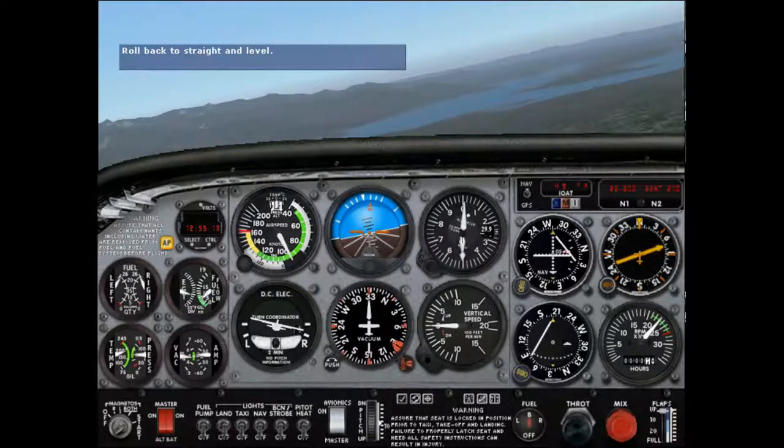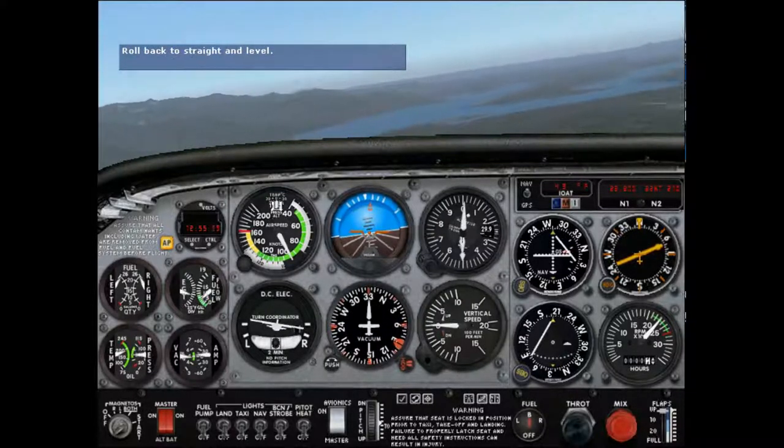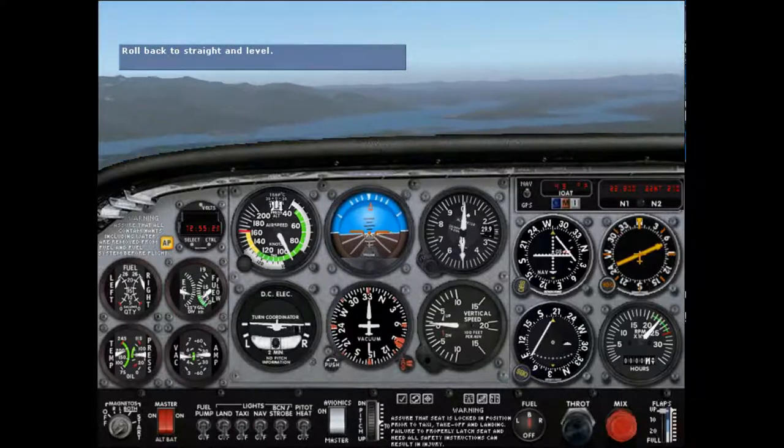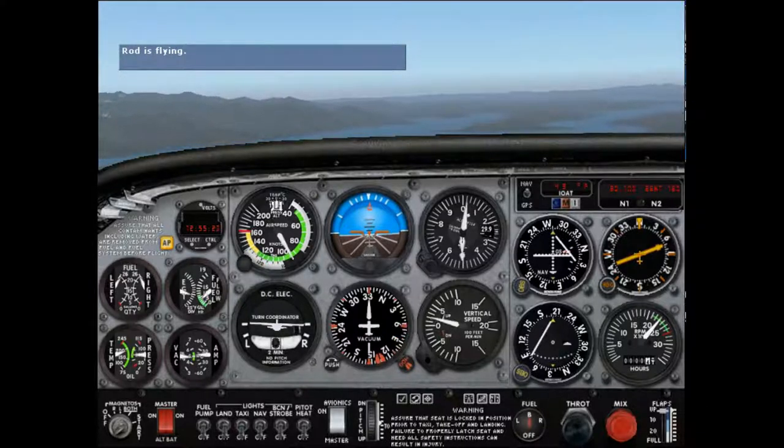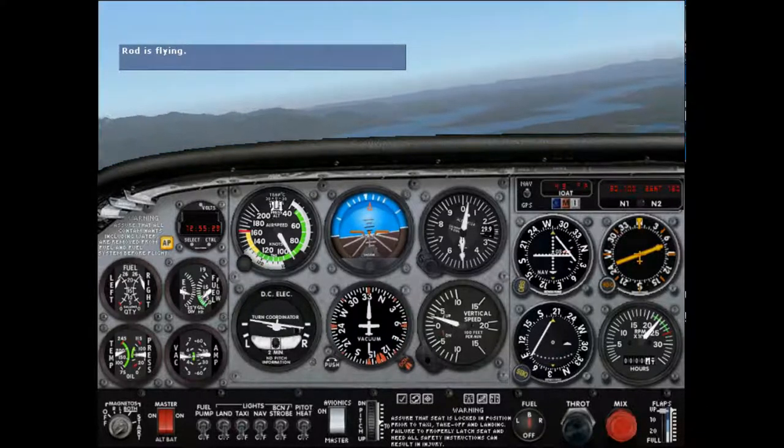Let's roll back into straight and level flight. Good job. I've got the airplane. I'm going to make a turn to the right.